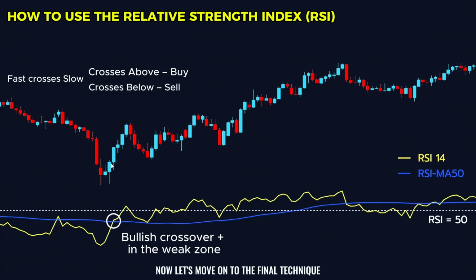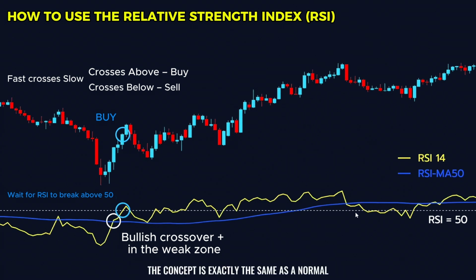Now let's move on to the final technique. The last technique is actually a feature that's already built into the RSI indicator on TradingView. I call it moving average crossover. Let's see how it works. The yellow line you see here is the default RSI 14. The blue line is the moving average of the RSI. Once again, this is not a moving average on the price chart. It's a moving average applied directly to the RSI.